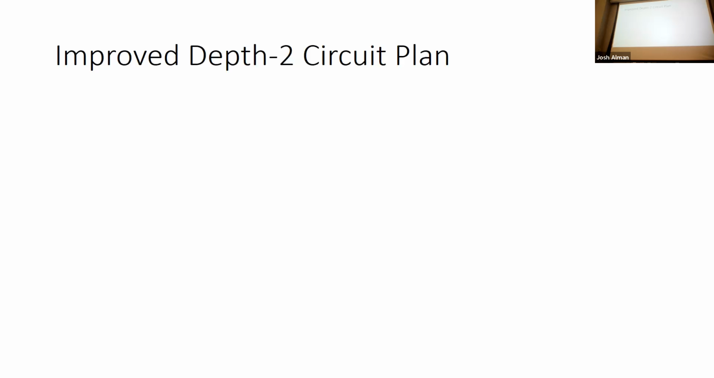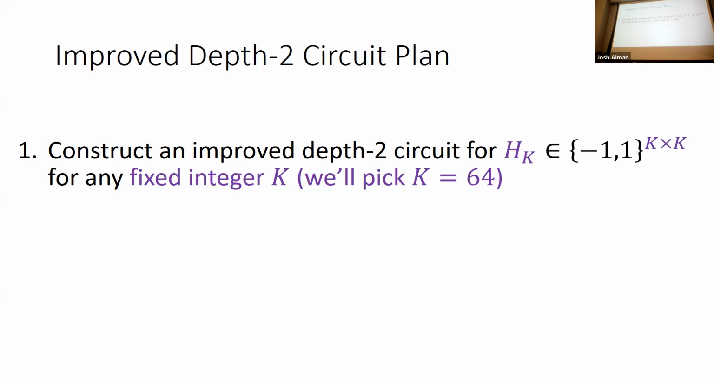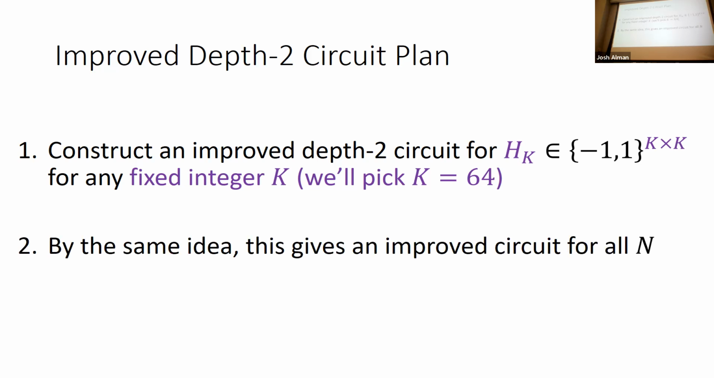Here's the plan. First, as I've been suggesting, what we're going to do is construct an improved depth 2 circuit for one particular Hadamard matrix. It'll turn out we're going to do it for the 64x64 Hadamard matrix. And then you take that and you Kronecker power it in the exact same way, and it gives an improved circuit for all Hadamard matrices. Okay, that's the plan. That's what we're going to do.